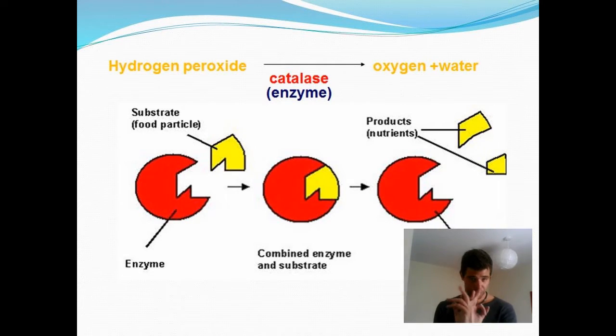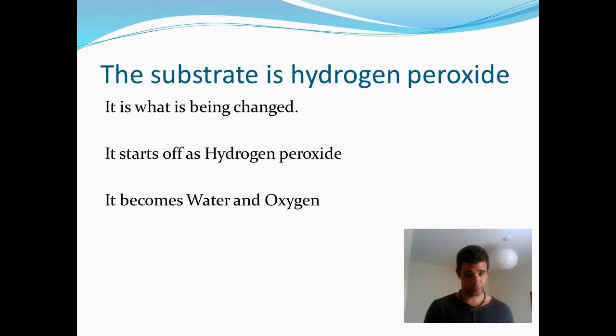These are three very important words to remember: substrate, enzyme-substrate complex, and product. And these are the fundamental words you're going to use in all enzymatic reactions. Okay, now this happens extremely quickly, and the enzyme is left unchanged. Whereas the substrate has been broken up into two component parts, oxygen and water, the enzyme is unchanged and can then move along and break down another hydrogen peroxide molecule. Alright, so the substrate is hydrogen peroxide. It's what's being changed. Starts off as H2O2 and becomes water and oxygen.